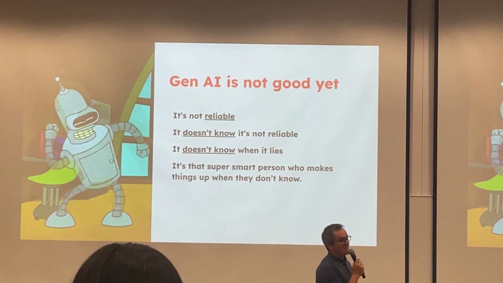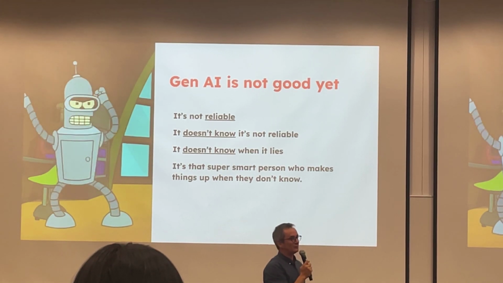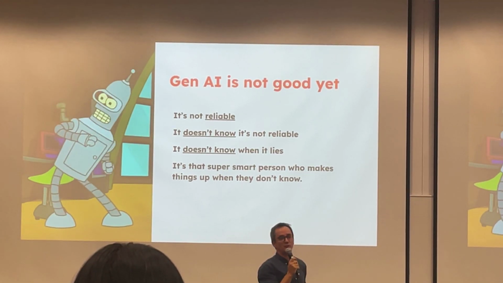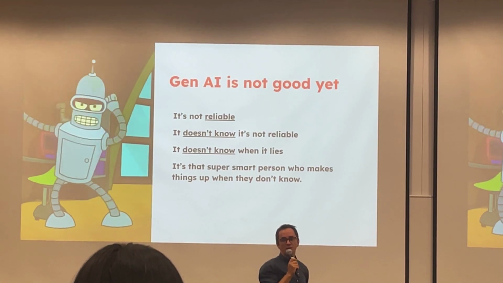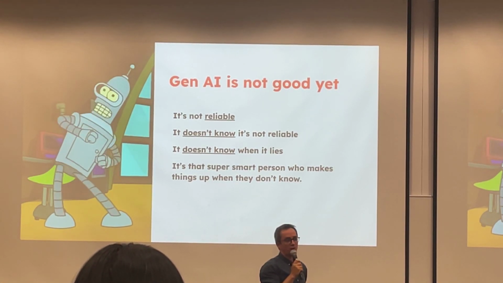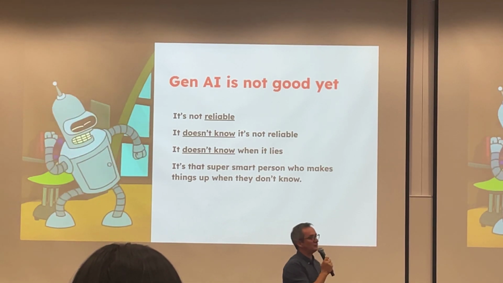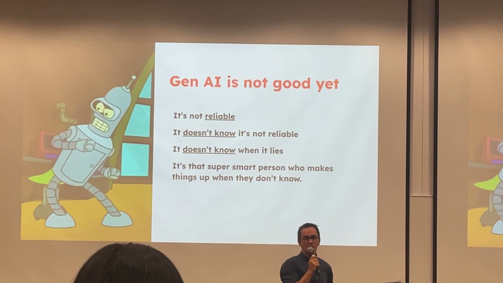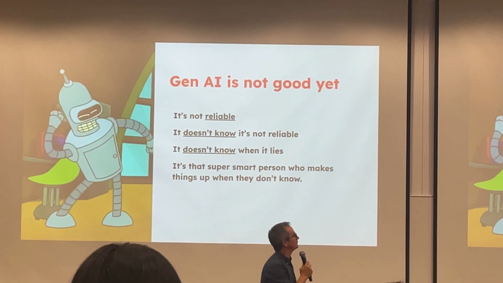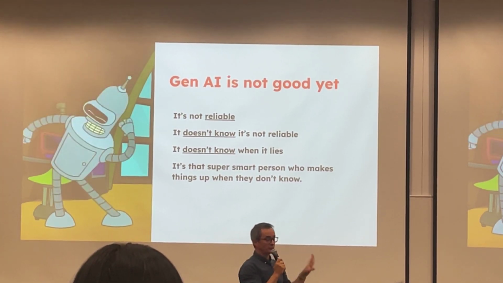So GenAI is not that good yet. I don't know if you've tried ChatGPT, but ChatGPT never says no to you. It always gives you an answer. So try to think about what it is to have someone who is super duper smart, but does not always tell the truth. So that's the problem you have. It works, but not all the time.